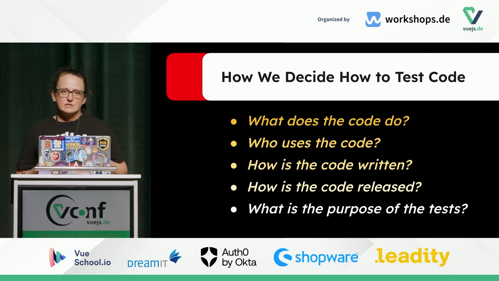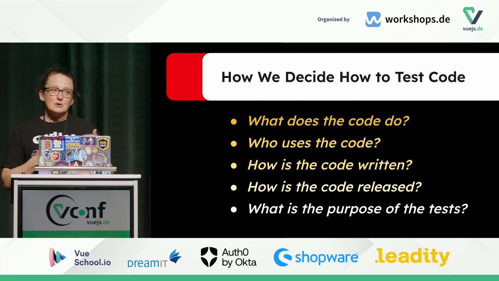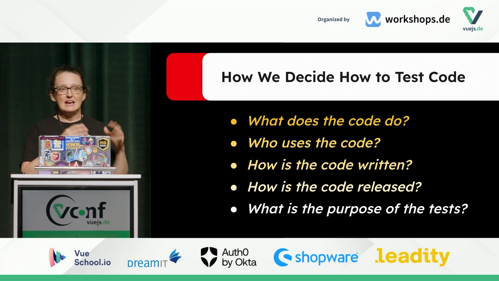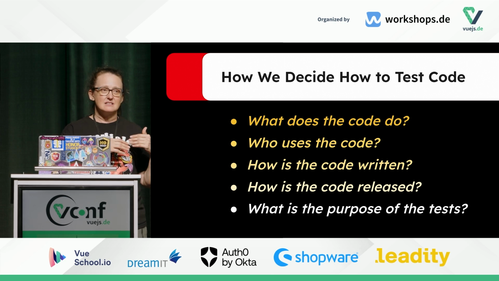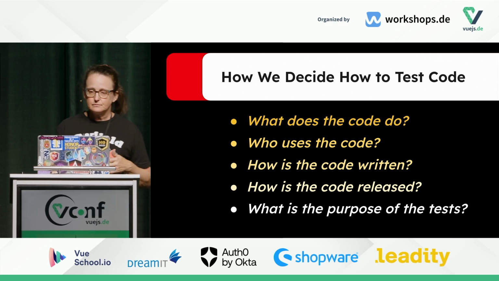So one of the questions I ask myself when I'm trying to decide how I'm going to test code is, first of all, what does the code do? Because that's going to help me understand how I need to test that. This is the biggest question I ask. The second question I'm going to ask myself is, who uses this code? I'm going to test code for an internal application used by a handful of users, probably a lot less than I would test code that was on a public-facing, very important website.